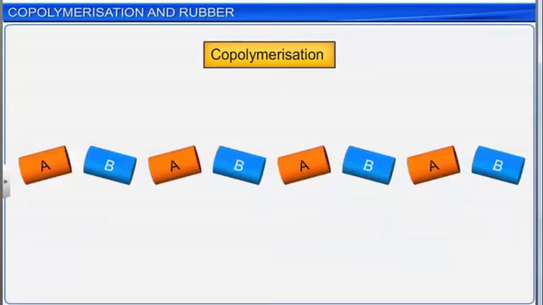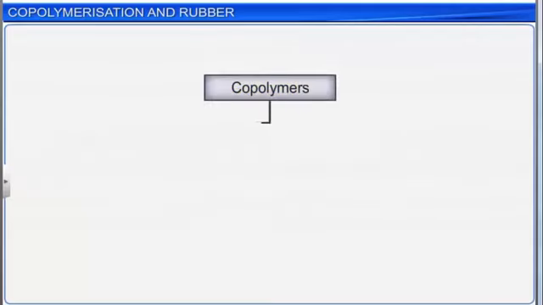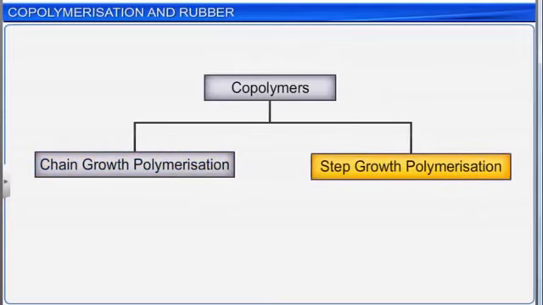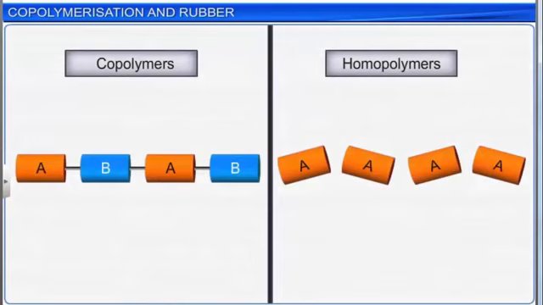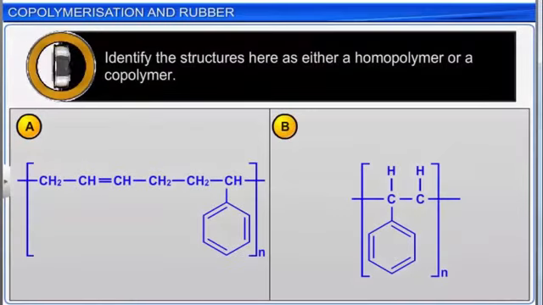Copolymerization is a type of polymerization reaction in which more than one kind of monomers polymerize to form a copolymer. Copolymers can be obtained by either chain growth polymerization or step growth polymerization. You already know that in contrast to copolymers, homopolymers are obtained by the polymerization of a single monomeric species. Here is a problem for you to try based on this concept. Identify the structures here as either a homopolymer or a copolymer.